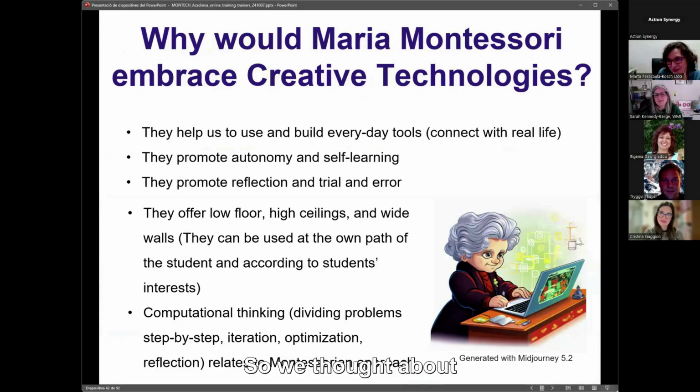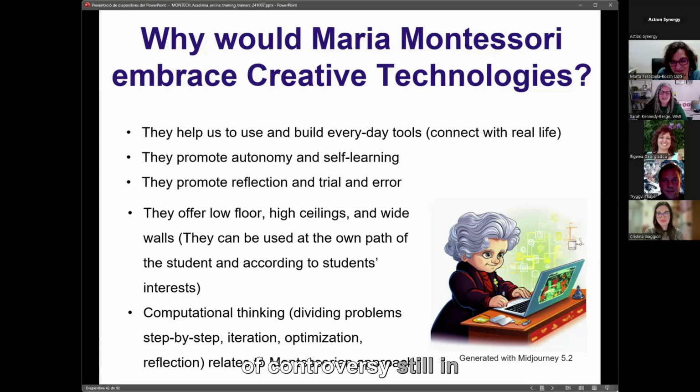So we thought about this. I remember being asked in a session with some people from the Tinkering Studio in California, and also from MIT, where did I see any discrepancies between creative technologies and the Montessori method? And my answer was, I'll tell you when I find out, because I haven't seen any yet.